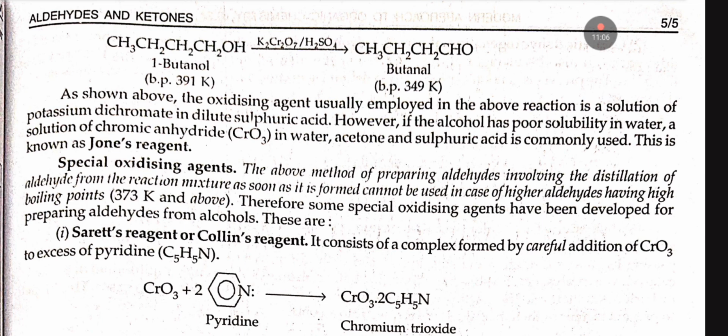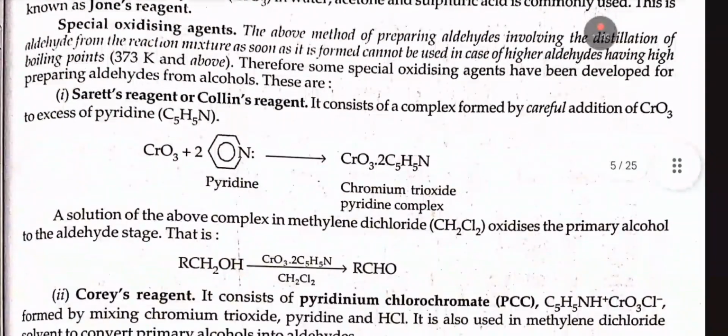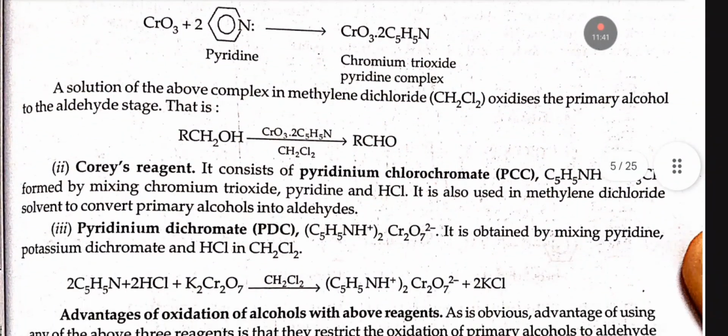Therefore, some special oxidizing reagents have been developed for preparing aldehydes from alcohols. These are Sarett's reagent or Collins reagent. It consists of a complex formed by careful addition of CrO3 to excess of pyridine, C5H5N. CrO3 plus pyridine will give the chromium trioxide pyridine complex. A solution of the above complex in methylene dichloride oxidizes primary alcohol to the aldehyde stage.